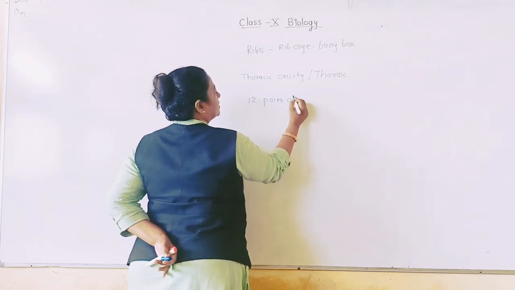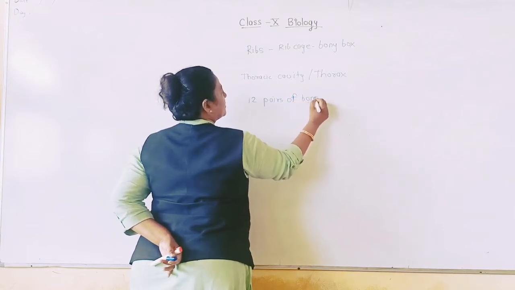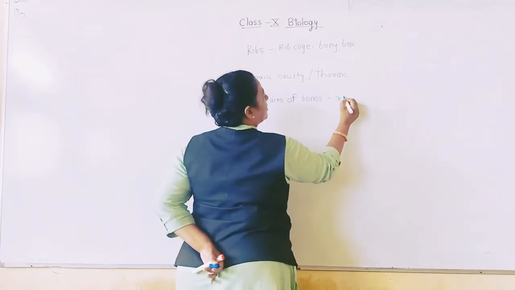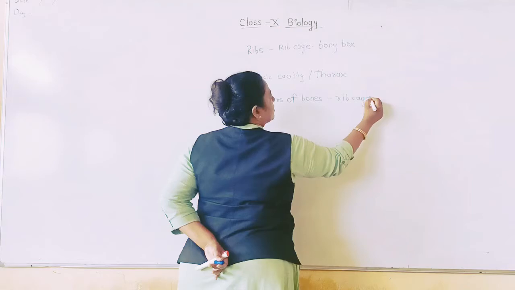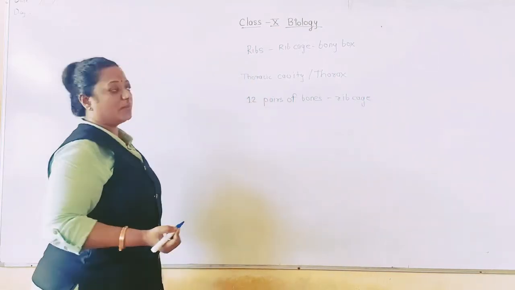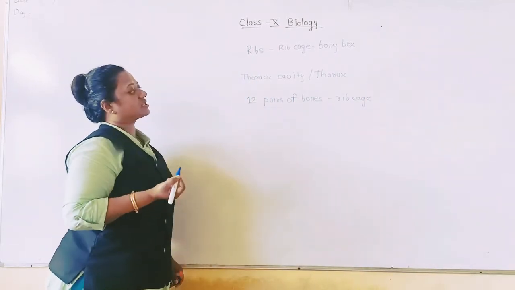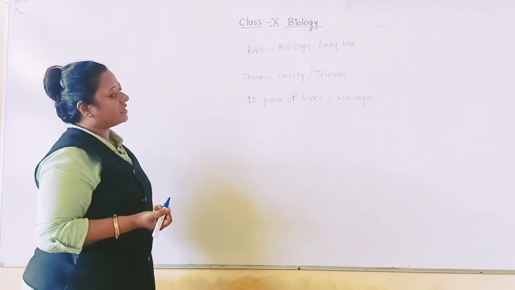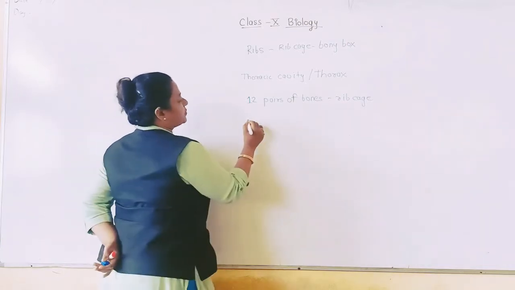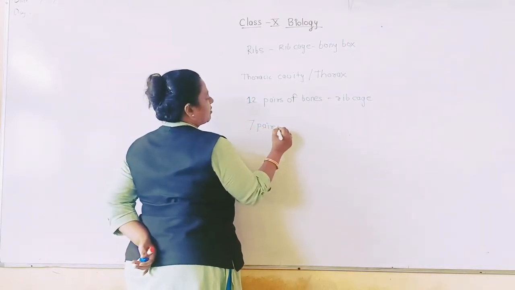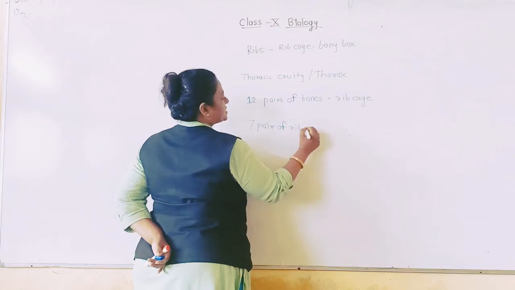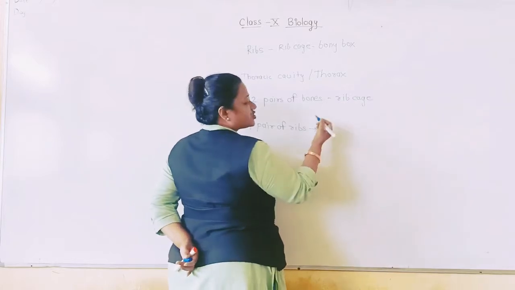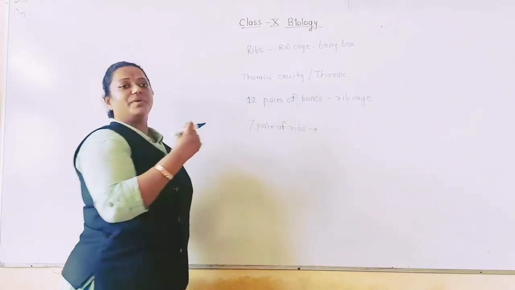12 pairs of bones make the rib cage. But if you see the structure of the rib cage very carefully, you will see 7 pairs of ribs are actually attached to the middle bone.